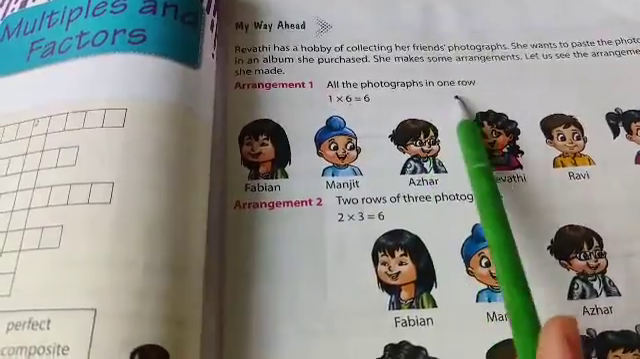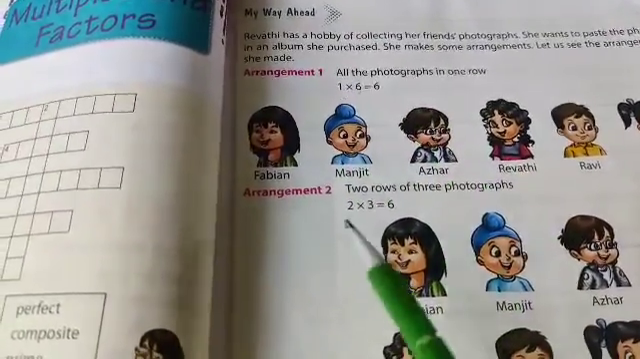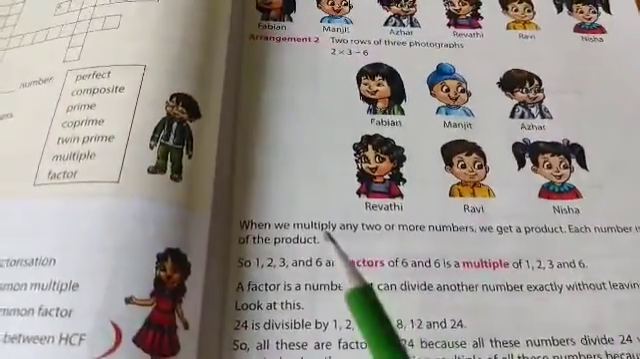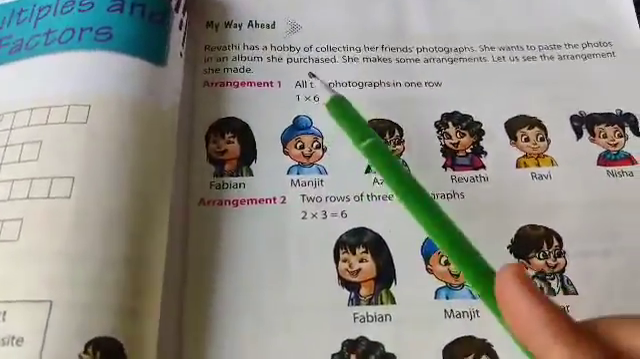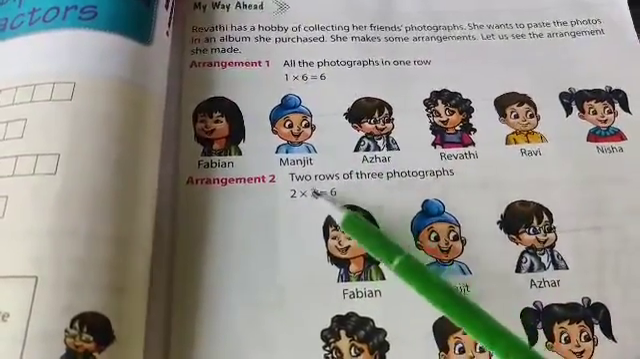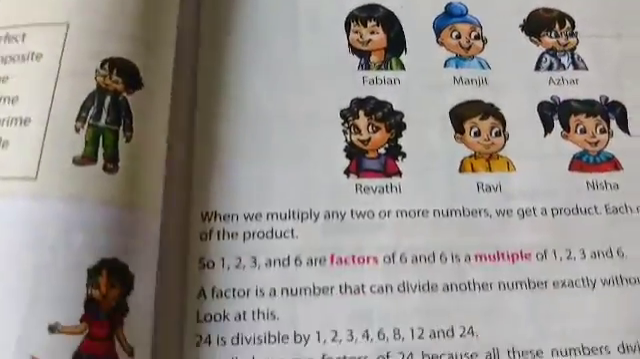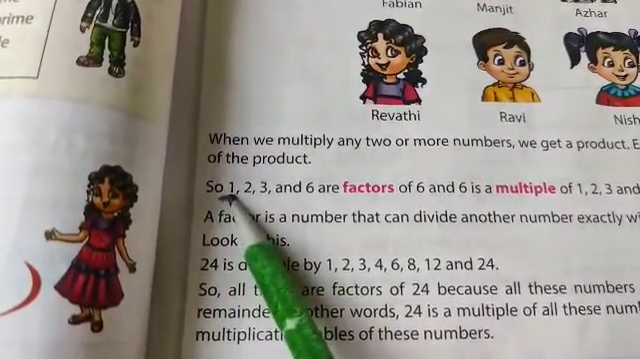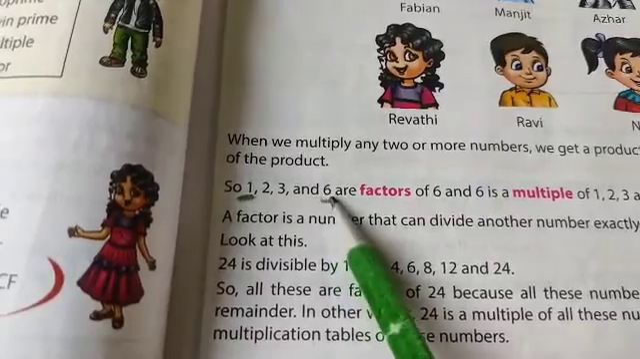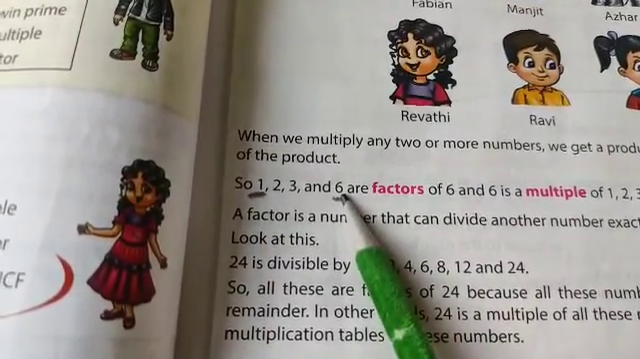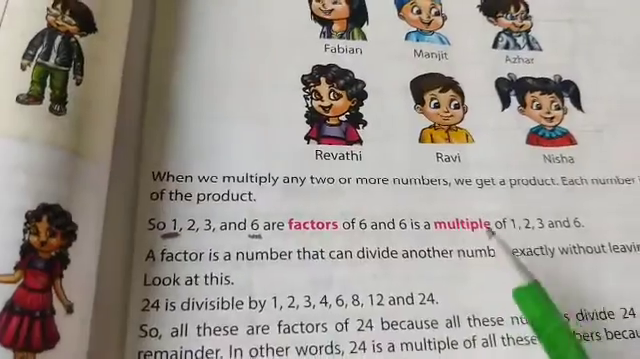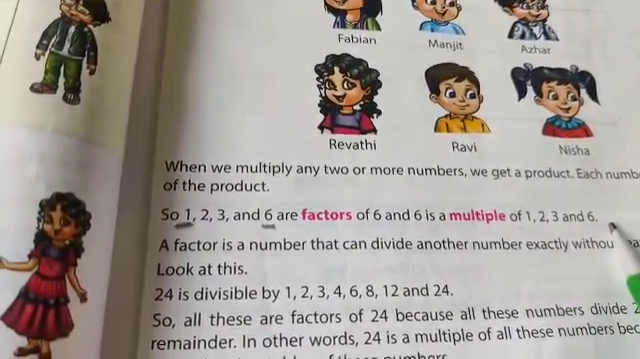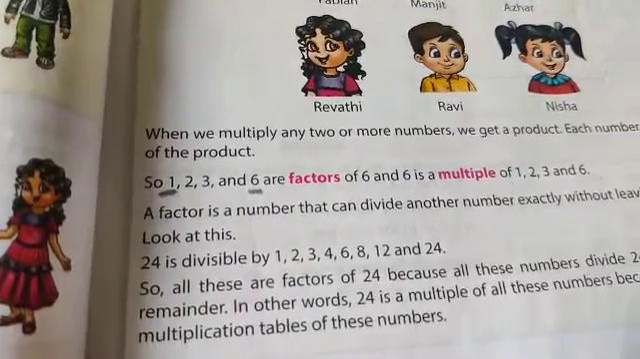हमने 6 photos की arrangement कैसे की? 1 into 6, 6. 2 into 3, 6. So, what are the factors of 6? 1, 2, 3 and 6 itself. So, the smallest factor is 1. The largest factor is the number itself. Is it clear? And 6 is a multiple of 1, 2, 3 and 6 also. It will be more clear to you.